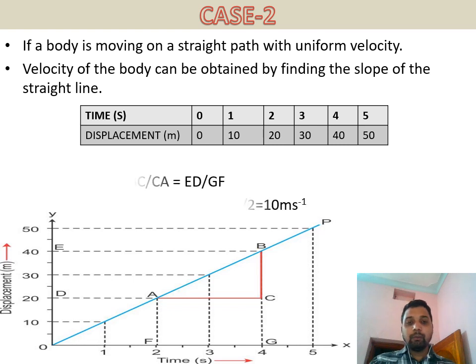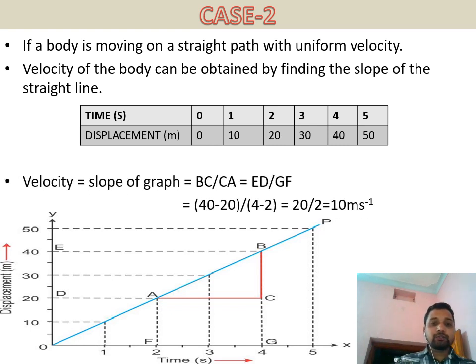To find the slope of this graph, we have taken two parts. One is BC, the change in y-axis, and AC or CA as the change in x-axis. BC starting from 40 to 20 means here 40 is the final value of y and 20 is the initial value of y. So 40 minus 20, y2 minus y1.